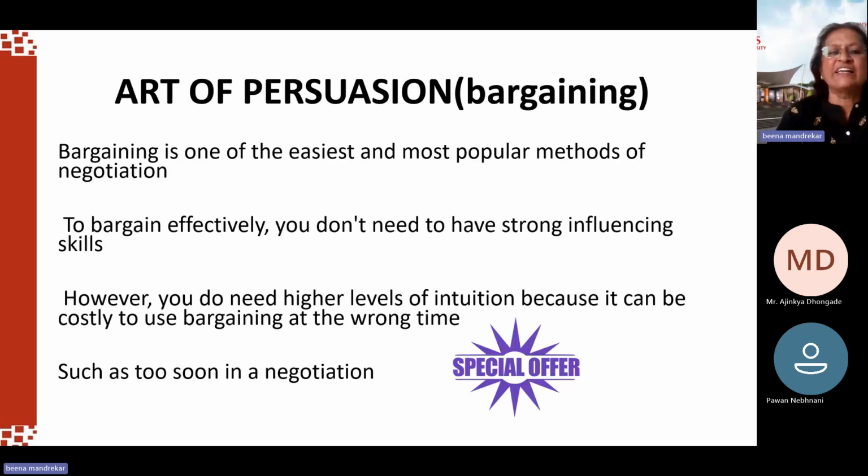Now we come to bargaining. Bargaining is one of the easiest and most popular methods of negotiation. You don't need to have strong influencing skills. However, you need to have high levels of intuition because it will be costly if you use bargaining at the wrong time, such as too soon in a negotiation. So you have to be smart and intuitive. You don't have to influence so much as be smart and intuitive and know exactly when to push in and have your way.